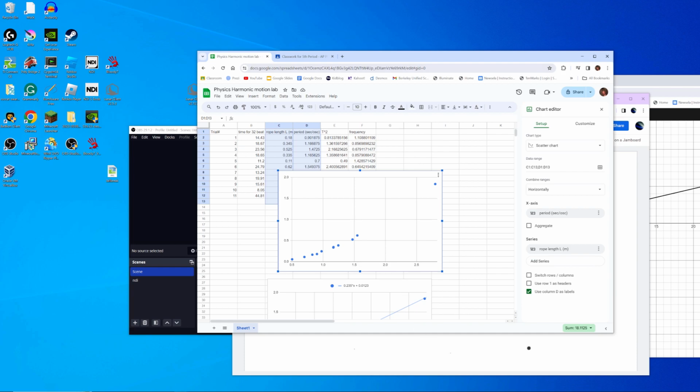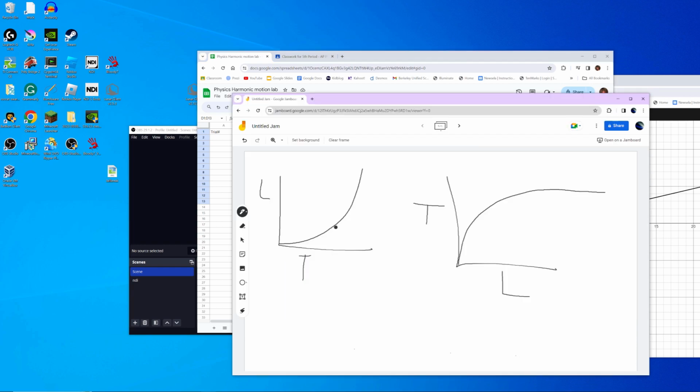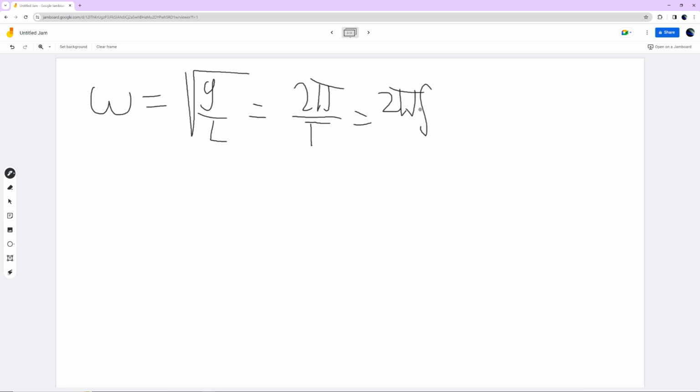So how do we represent length versus period theoretically, not in the experimental sense? If we look at our relationships with angular frequency, omega, from our calculations we've determined that this is the square root of g over L for small angles, and that this is also 2 pi over T and 2 pi f. I'm only going to show you the way to do it with T because I think that's easier.